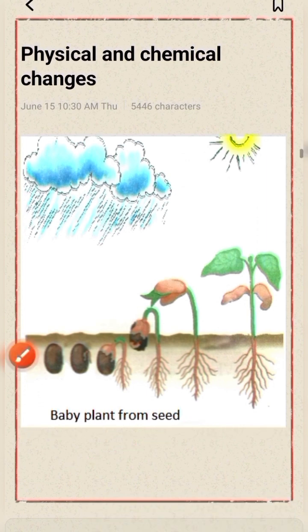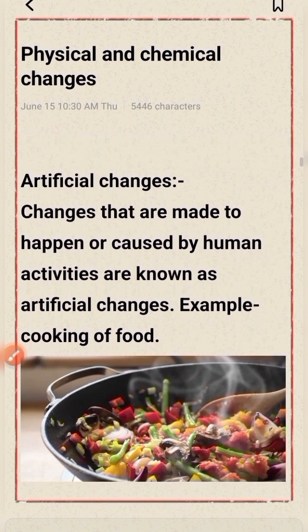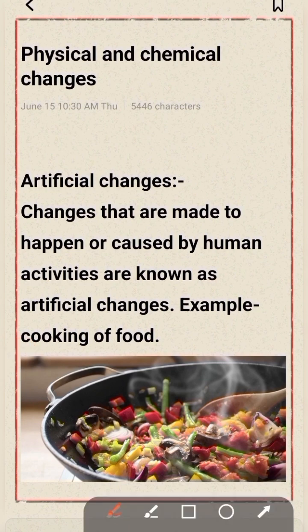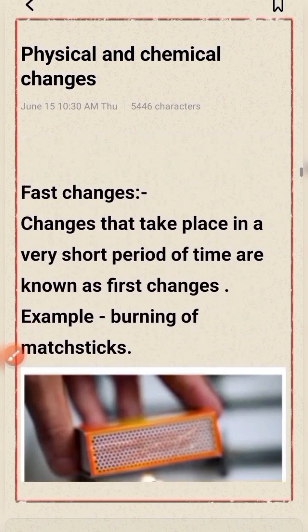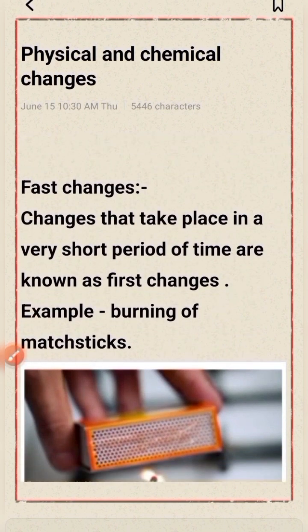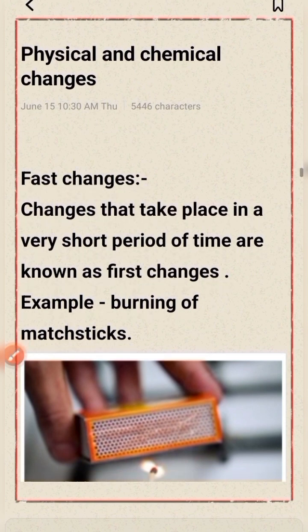Next, changes, that is artificial changes. Changes that are made to happen or caused by human activities are known as artificial changes. That is an example of cooking of food. Okay. Next, changes, that is fast changes. Changes that take place in a very short period of time are known as fast changes. That is an example, burning of matchsticks. Okay.